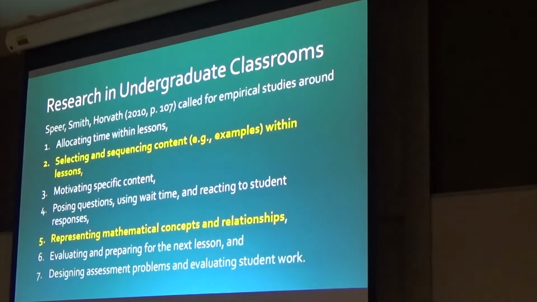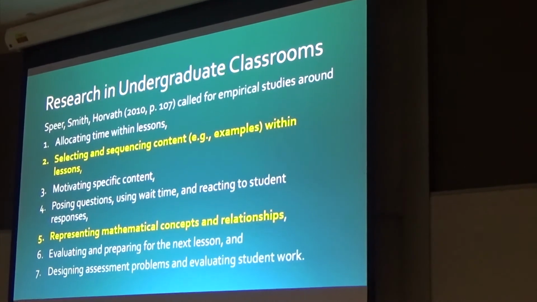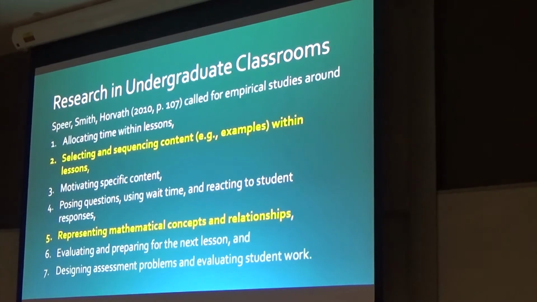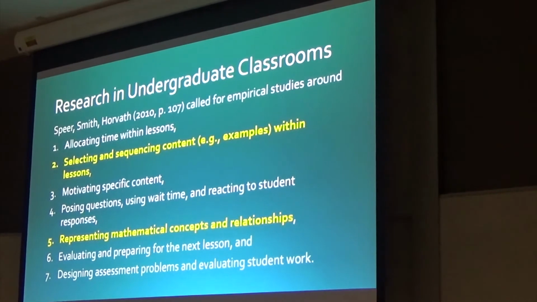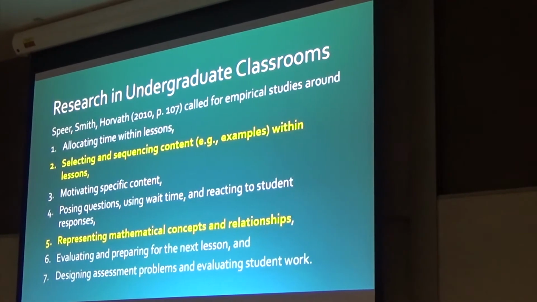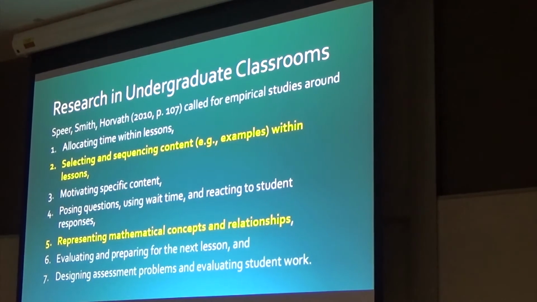We want to talk about research in undergraduate math classrooms. So SPEAR called for empirical research around these 7 dimensions of undergraduate classrooms. And specifically, we are going to talk about 2 of them. Number 2 on this list, selecting and sequencing content, and number 5, representing mathematical concepts and relationships.